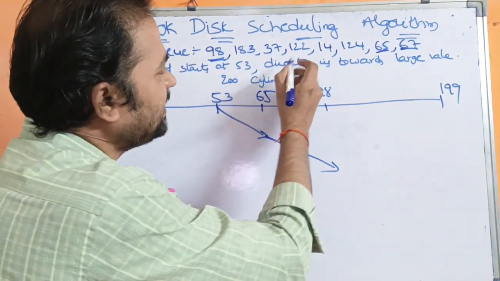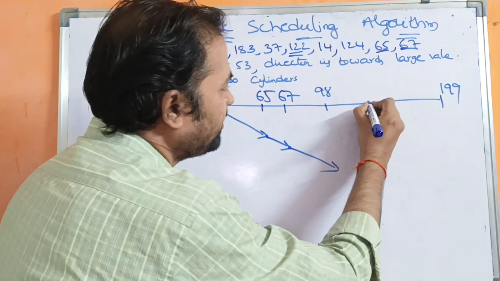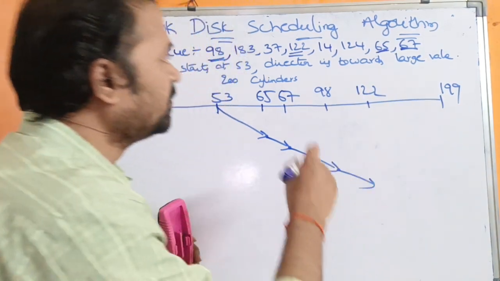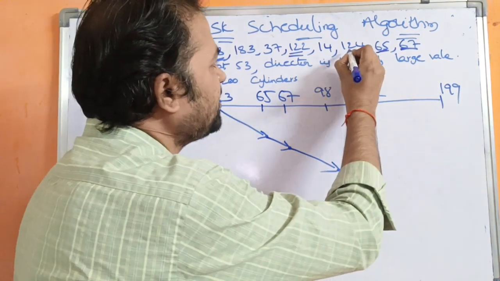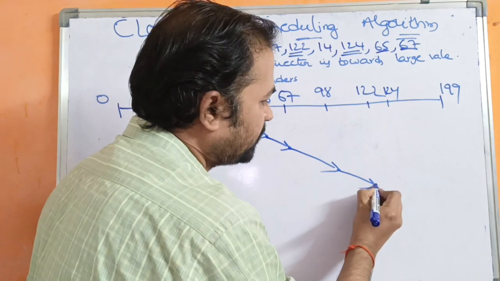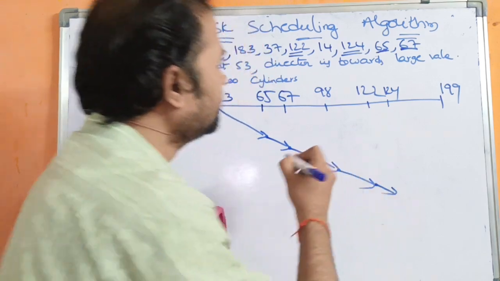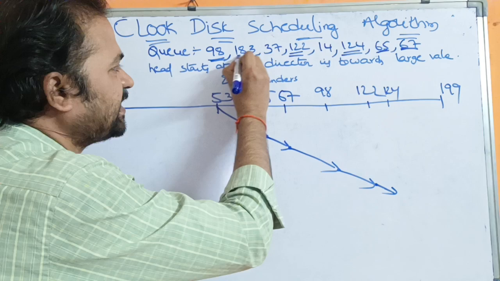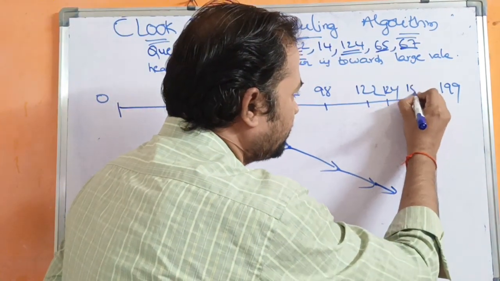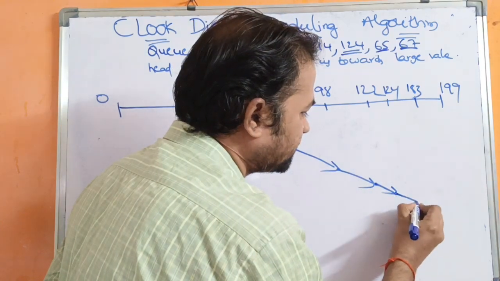Next, after 98 the larger value is 122. So next serve 122. The next larger value is 124. Let cylinder 124 be at this location. So next serve 124. The next larger value is 183. This is the final request. So next serve the 183 request.